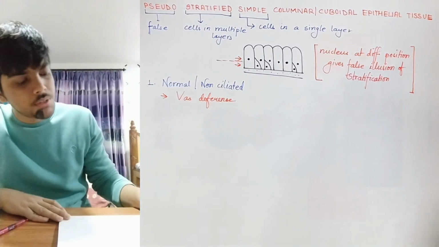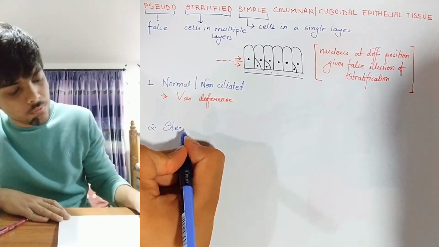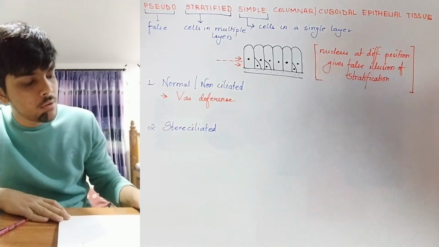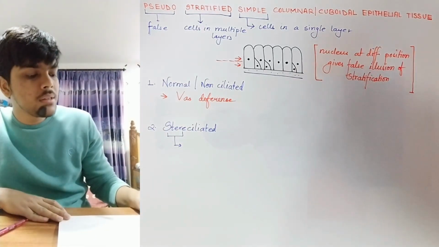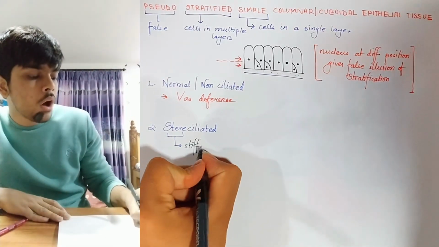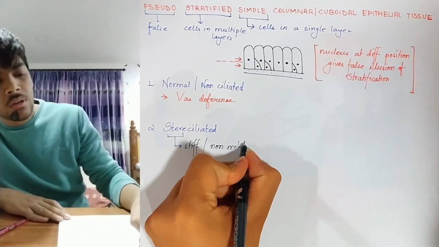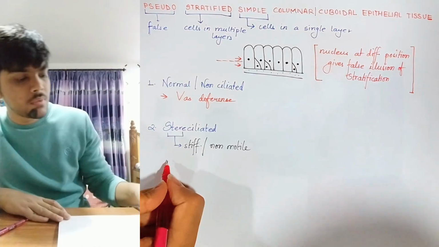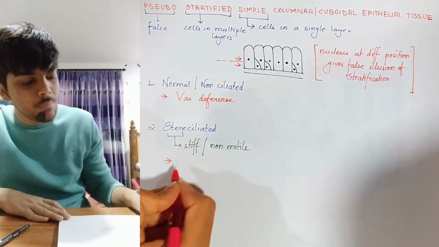Secondly, there's your stereociliated tissue. What does stereo mean? Ciliated means the free surface has cilia, and stereo means it is stiff. The cilia is stiff or non-motile, that is, it does not move or beat. So these are stiff cilia present on the free surface. Such type of pseudostratified epithelium is found in the epididymis of the male reproductive system.